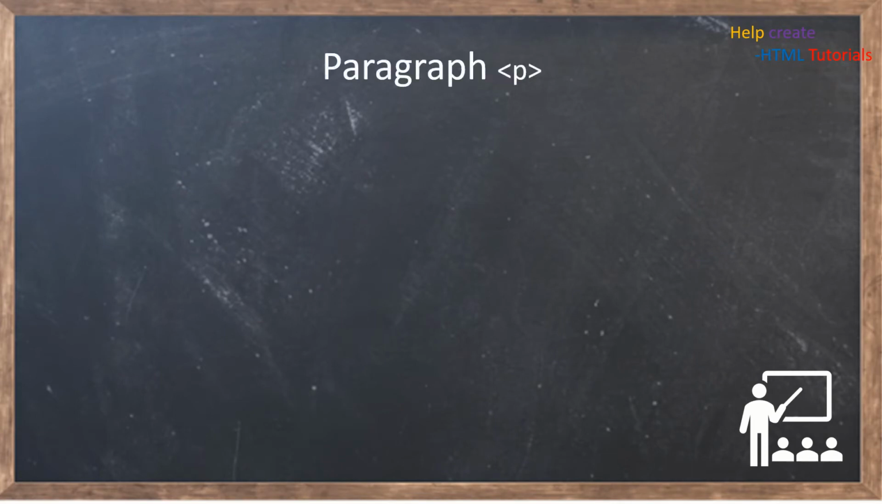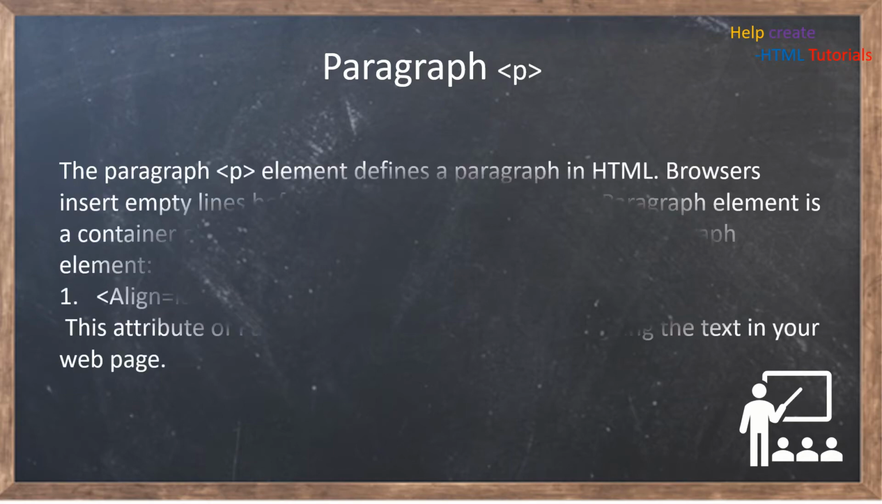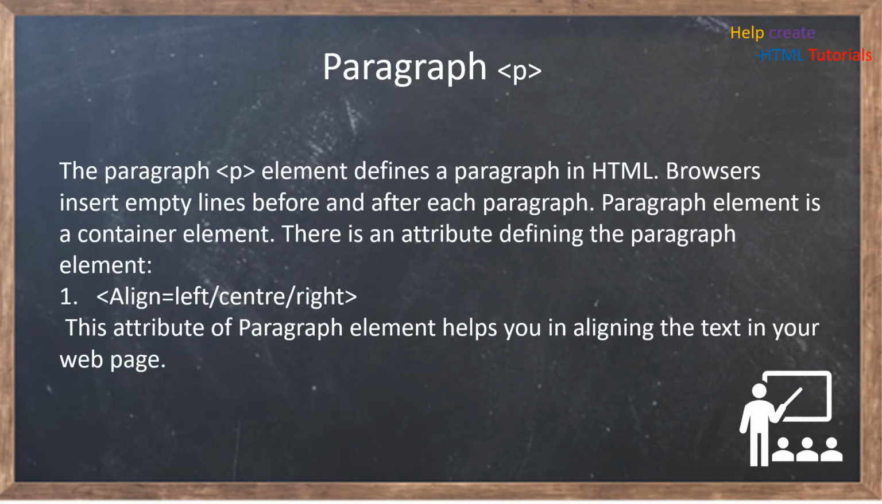So, the first one is the paragraph element. The paragraph element defines a paragraph in HTML. It helps in creating paragraphs one after the other. Browsers insert empty lines before and after each paragraph. So the paragraph element is a container element.